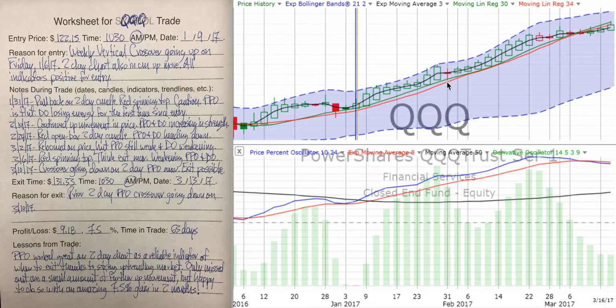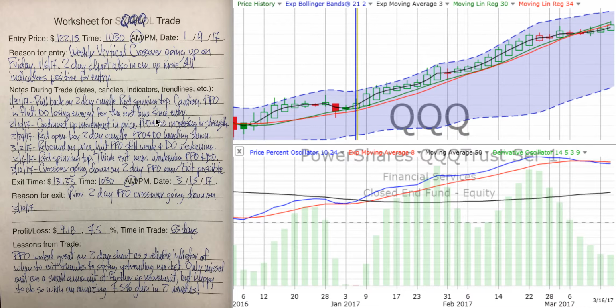We had a spinning top, so the market had been rising that whole month, and then toward the end of the month, the market pulled back a little bit. We got a little worried. We noted caution on the PPO, it being flat. It was moving sideways. The DO is losing energy for the first time since entry, so the derivative oscillator had lost some power, and we just noted that.